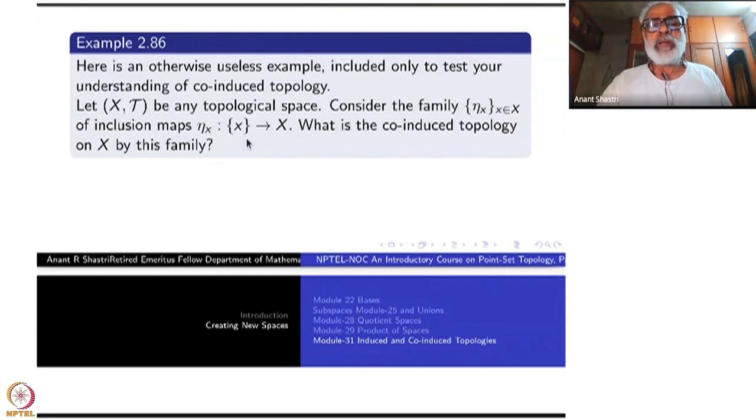So what have I concluded? I took an arbitrary subset of X and I have shown that it is open. So this will always give you the discrete topology on X. For example, you could have taken X to be R. Then all singletons will actually be closed subspaces, yet the co-induced topology is discrete, not the original R at all. So just closedness is not enough.